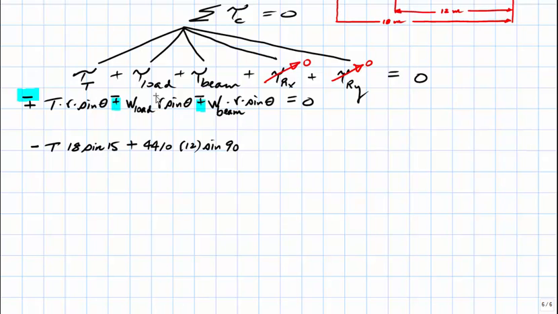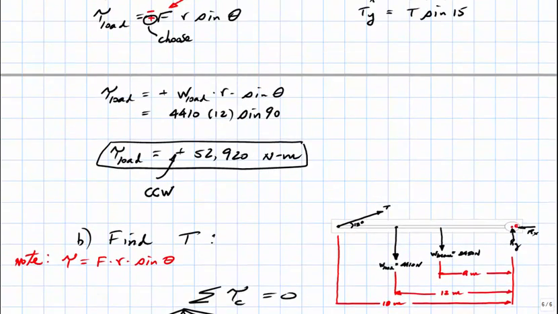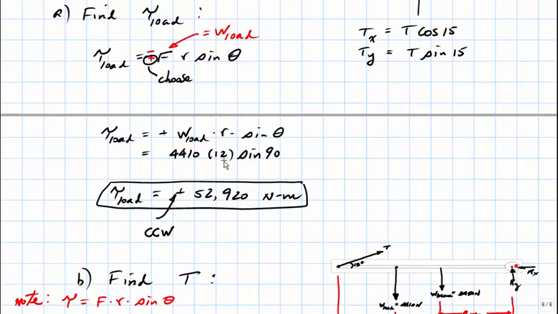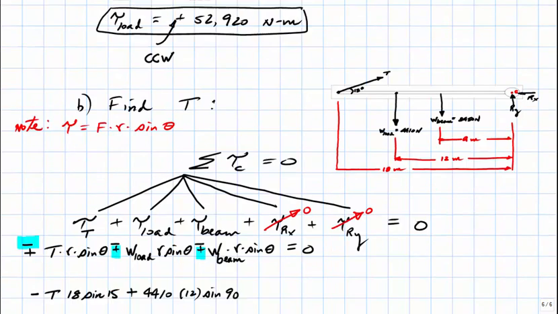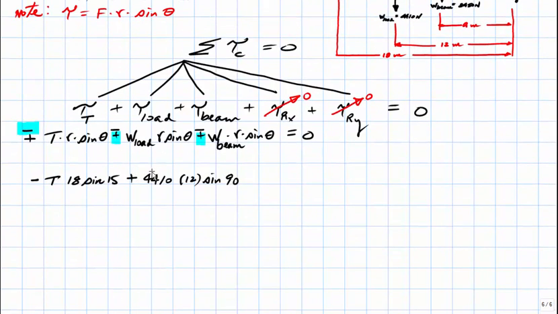You may have noticed that we already calculated the torque of the load, and that this expression right here is identical to the work that we did in Part A. In fact, there's the expression once again. We could have just incorporated the 52,920 into this equation, but I decided to repeat this calculation just for the sake of consistency.